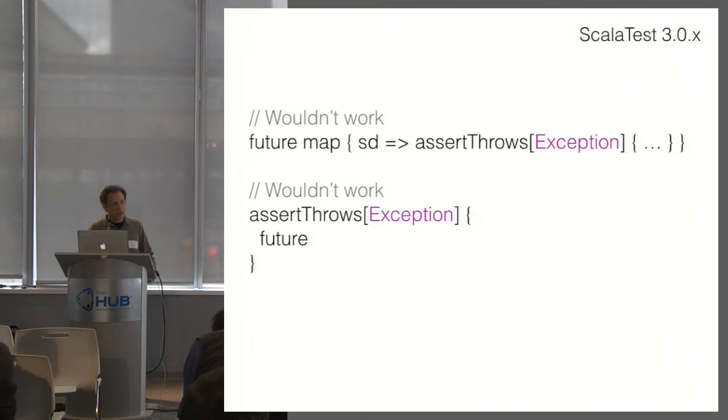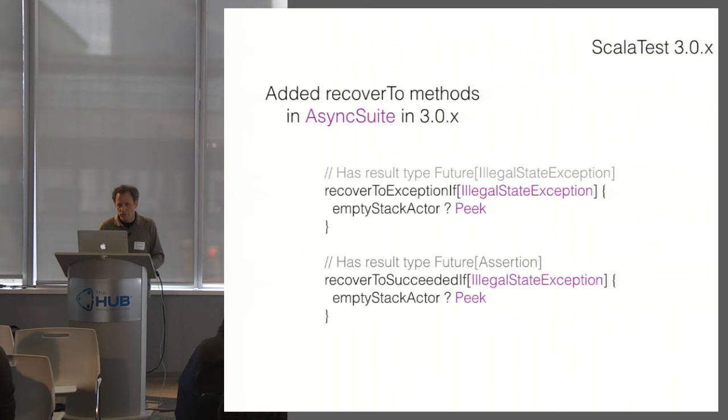If you actually want to say that you expect a future will fail with an exception, which is something you might want to say in an async test now that you've got to stay in future space, neither of these work. You can't really map that future and then add an assertThrows because, first of all, there's nothing to put in there, and map won't even be invoked, that test function won't be invoked, if the future fails. And likewise, if you put assertThrows around the future, it doesn't throw an exception. It just fails, right?